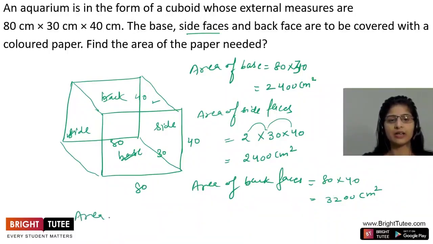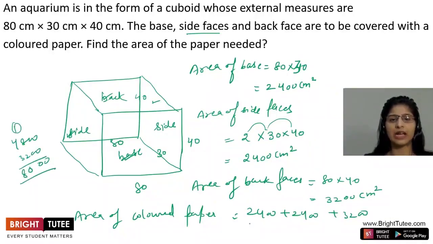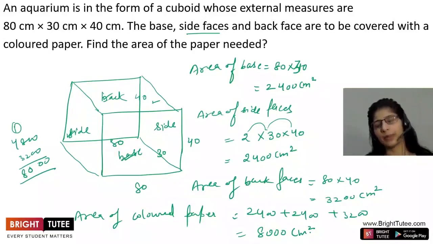Now we have to find out the total paper required. So the area of colored paper will be 2400 plus 2400 plus 3200. So 2400 plus 2400 is 4800. In that we have to add 3200. So we get 8000. What is the answer? 8000 square centimeter. This is the area of the paper needed.